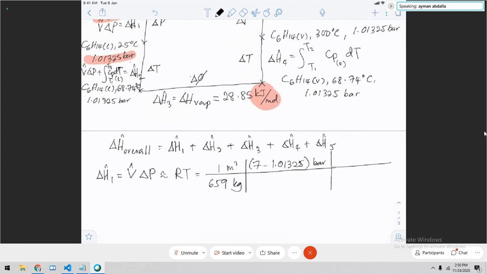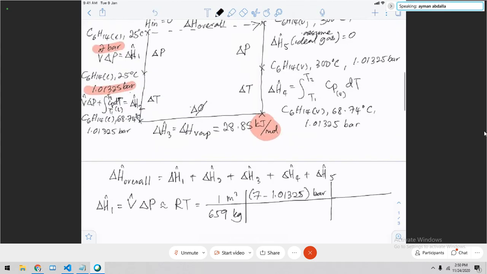1.01 minus 7? Okay, thank you. It should be the opposite, is it? Yes. Somebody is very alert. So I'm going to erase that. It should be the other way around. It should be out minus in, or final minus initial. Thank you very much. Is that you, Aiman? Yes, doctor. Okay, good.